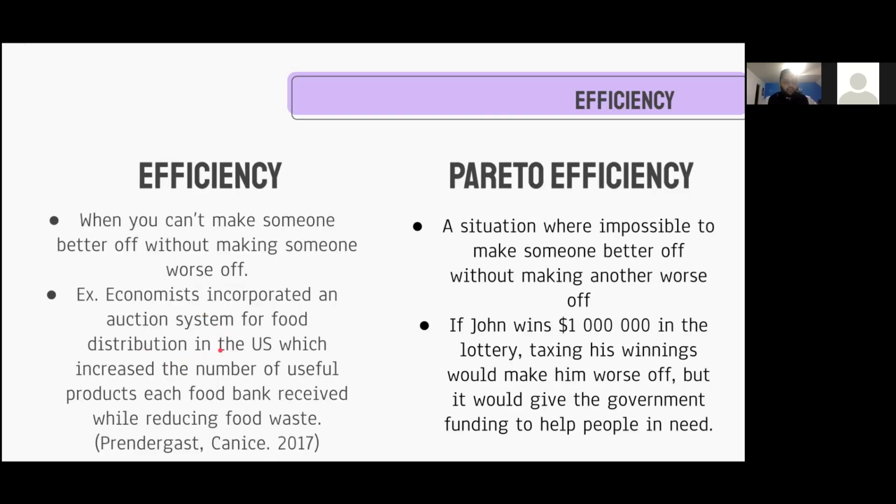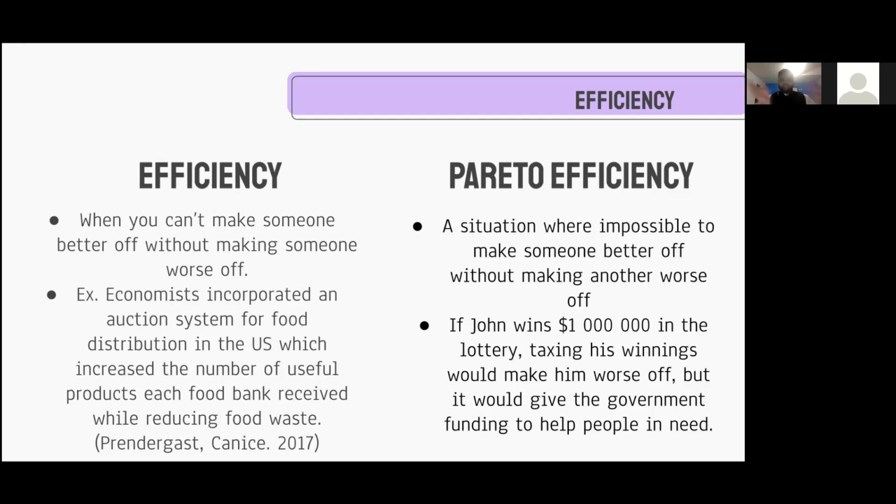Notably, one example of this is that economists incorporated an auction system for food distribution in the US, which increased the number of useful products each food bank received, while also reducing food waste, right? In this specific context, right? So this is an example where you're not really going past the bounds of efficiency, because you're taking a lot of food that's given, that would have otherwise gone to waste, right?